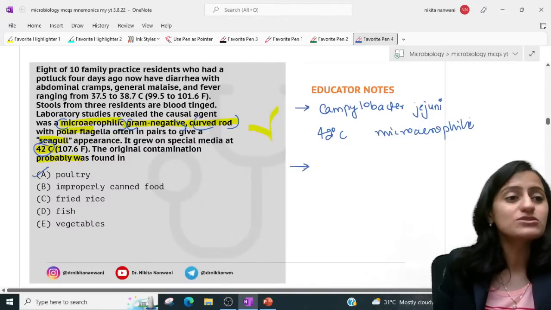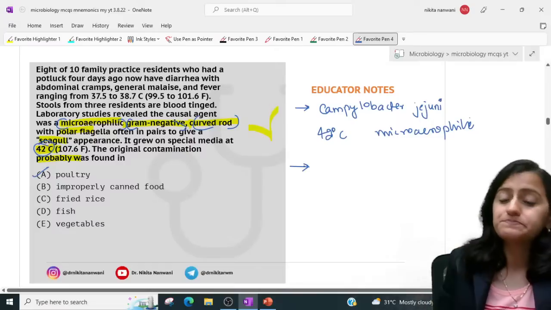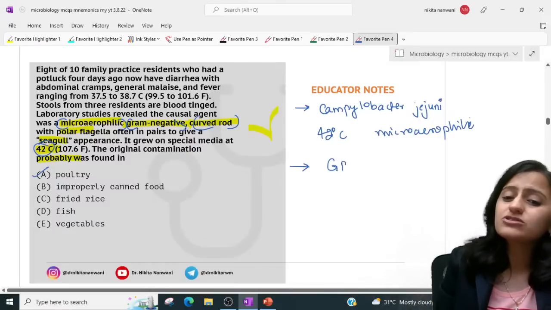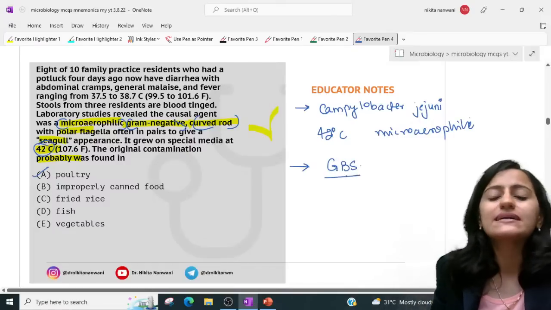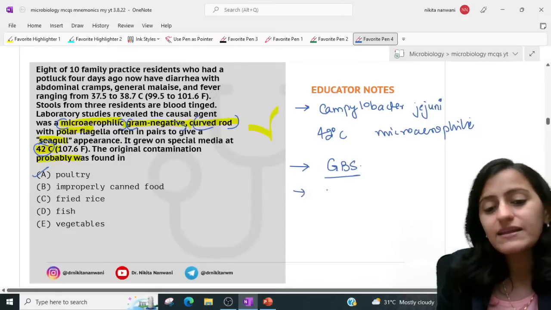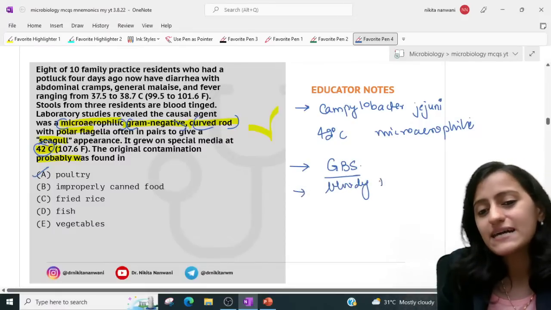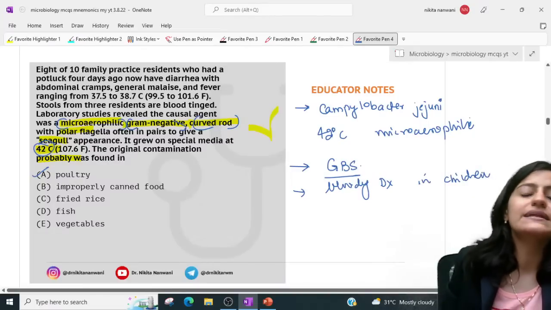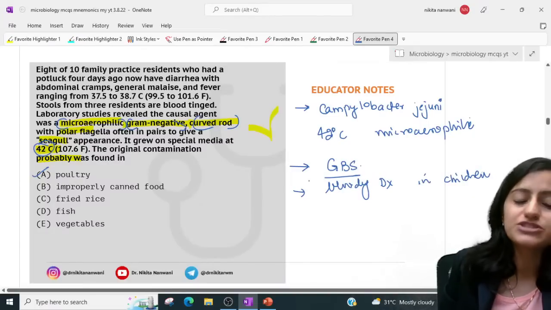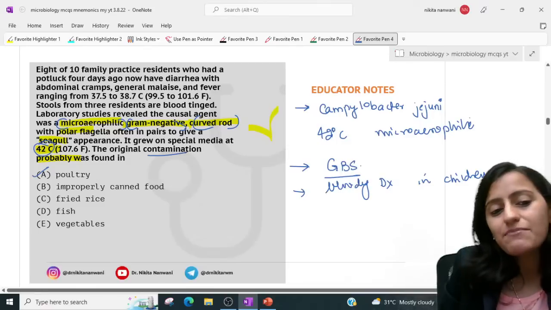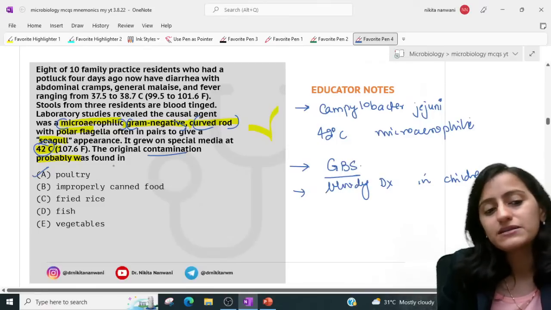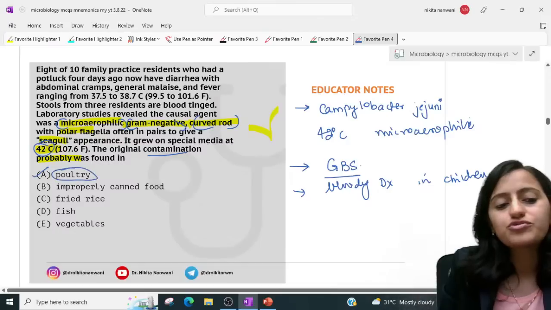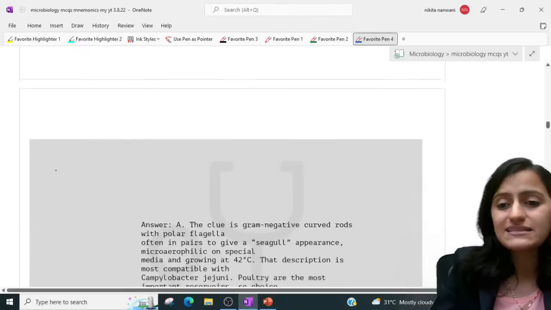What does it have association with? Very, very important. It has association with GBS, the Guillain-Barré syndrome. It's a very important cause of bloody diarrhea in children, right? And the contamination source generally with Campylobacter jejuni is the poultry. Okay, the poultry meat and sometimes the milk.